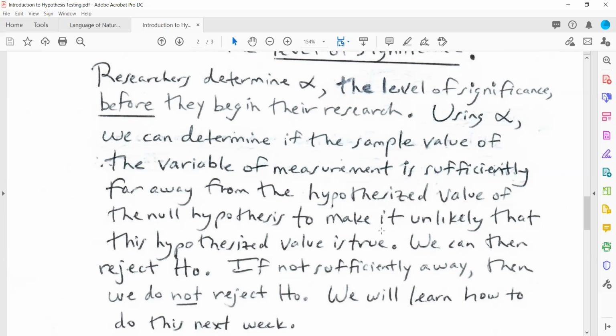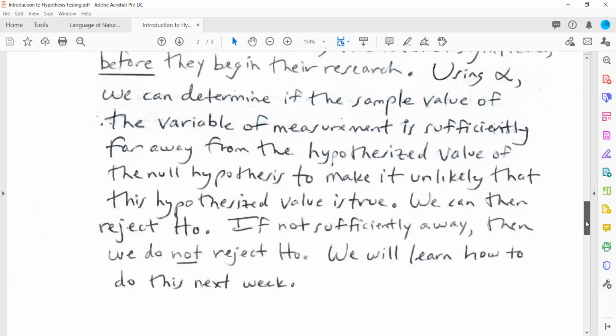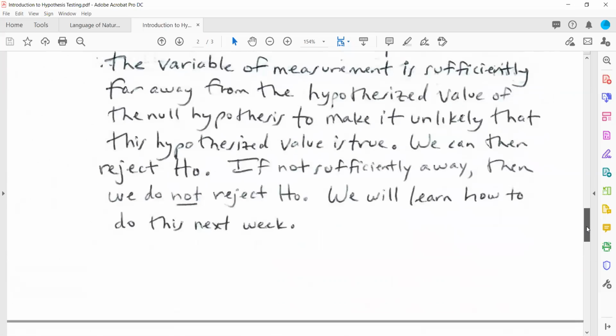Okay? Now, if through the procedure that you'll be learning, we say that the sample statistic is not sufficiently far away from the population value mentioned in the null hypothesis, then the decision is not to reject the null hypothesis. Okay.